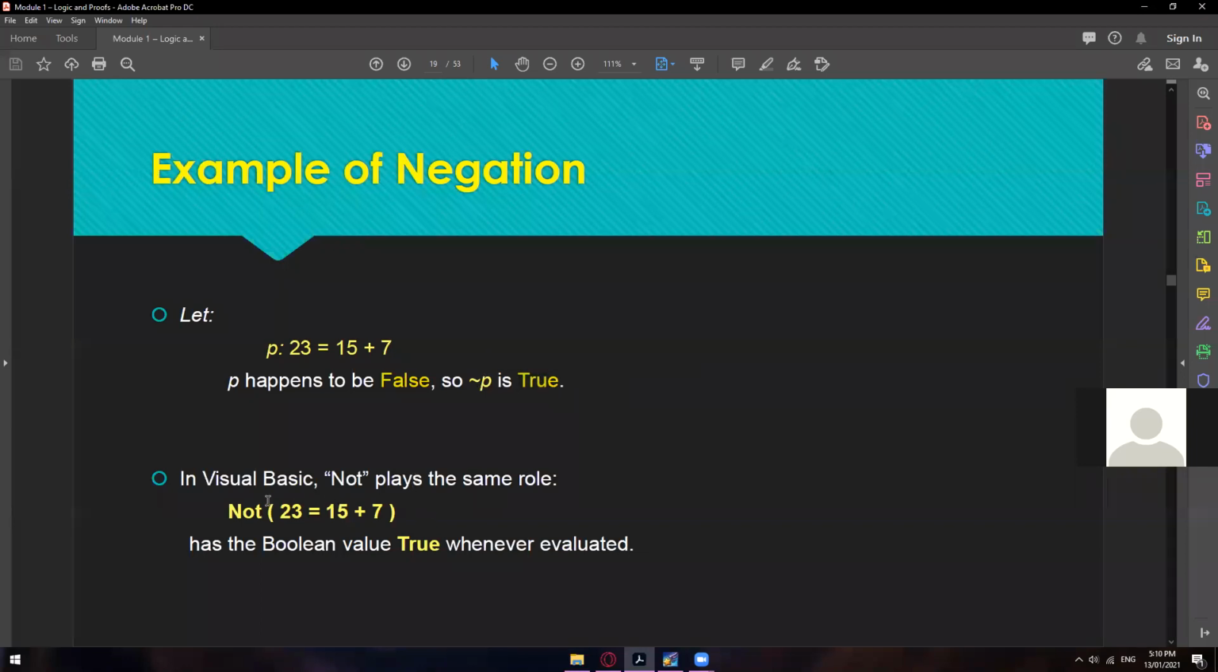Okay? And in Visual Basic, not plays the same role. Okay? So not, enclosed in parentheses, 23 is equal to 15 plus 7 has the Boolean value of true. Okay? So again, sa mathematics man or programming, kung ano yung nasa pinakaloob, yun muna yung i-execute bago yung nasa labas. So this one is false. So not false is true. Okay?